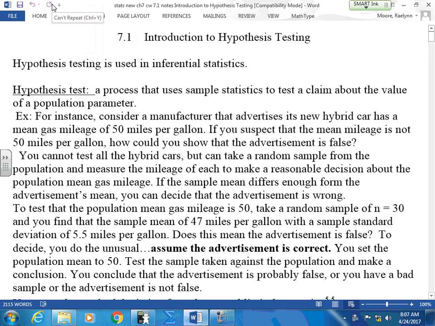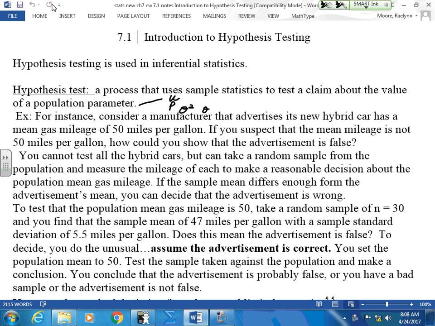So a hypothesis test is a process, just like in science, that you use sample statistics to test a claim about the value of a population parameter. This population parameter can be a mean, a proportion, a variance, or a standard deviation. This whole unit is separated into those things as well: mean, proportion, variance, standard deviation. The same things we did for your confidence intervals. And we'll go through one at a time. We start with the mean, that's always the easiest.